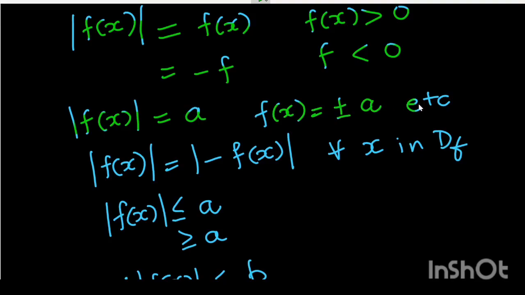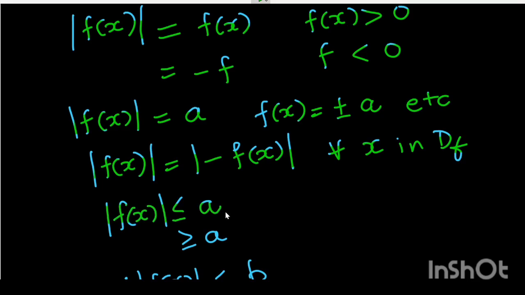f(x) and solved. Okay, now if mod of f(x) is equal to minus f(x) whole mod, then we know that it is valid for all x belonging to the domain of f(x). What is the domain of f(x)? It is the values for which f(x) gives real or defined values.